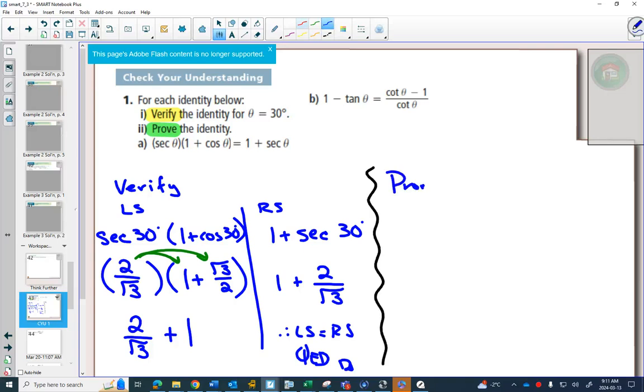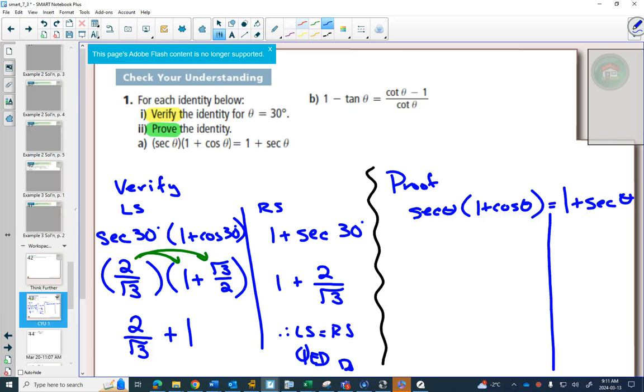In a proof, very much the same. We start by rewriting the question that we want to prove, and then at the equal sign, draw the line. And in a proof, we want to get the left side and the right side the same. And we can use similar strategies. Here I might distribute as well. I would get secant theta plus cos theta, secant theta.